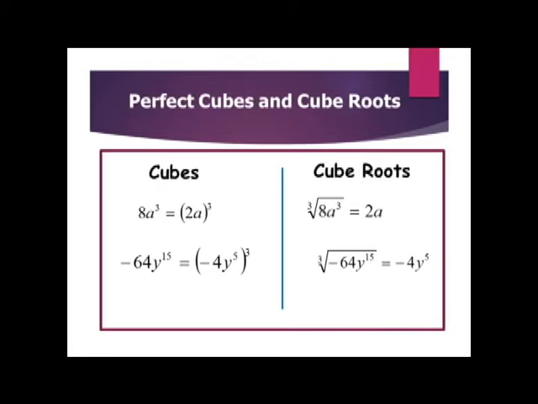Now what about the number minus 64y to the power of 15? You have to break up this number, and when you do so, you get minus 4y to the power of 5, and this number is bracketed and cubed. What is your answer for your cube root? The answer is minus 4y to the power of 5.